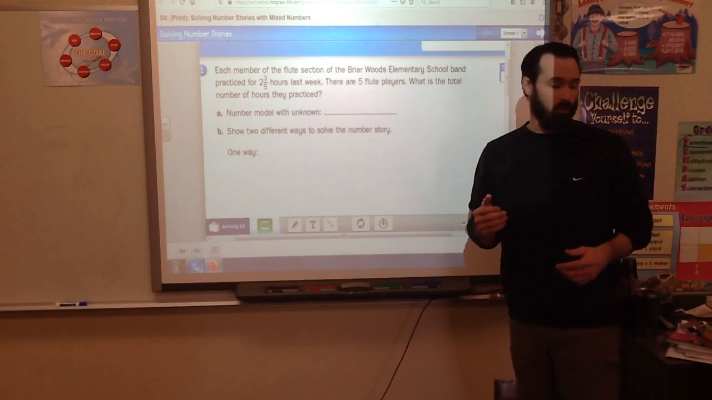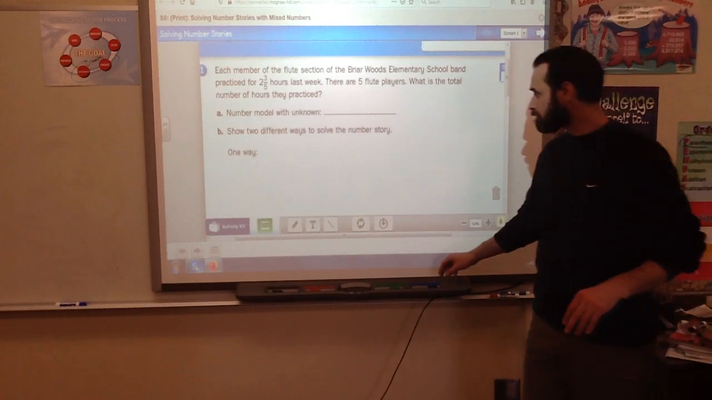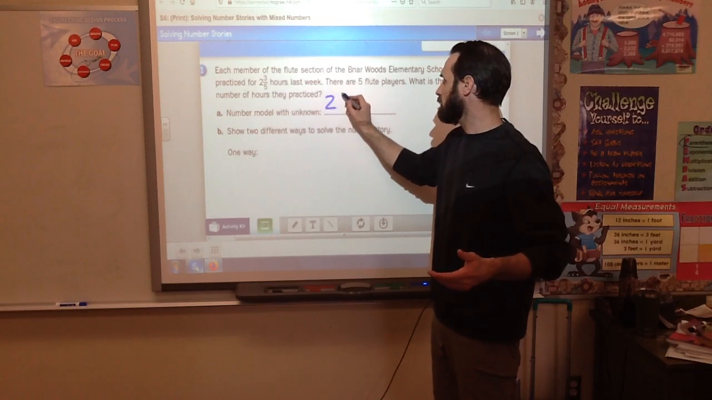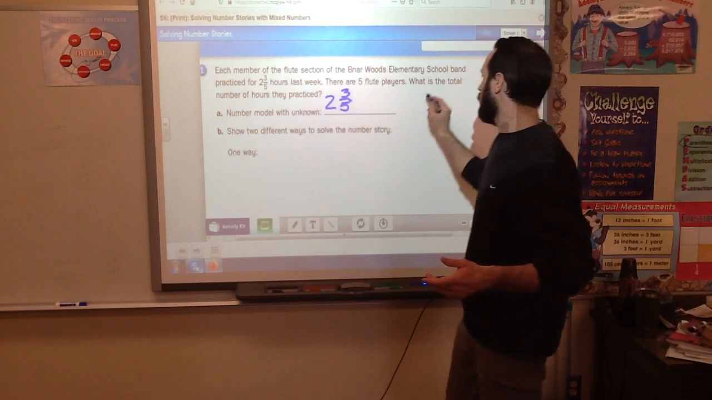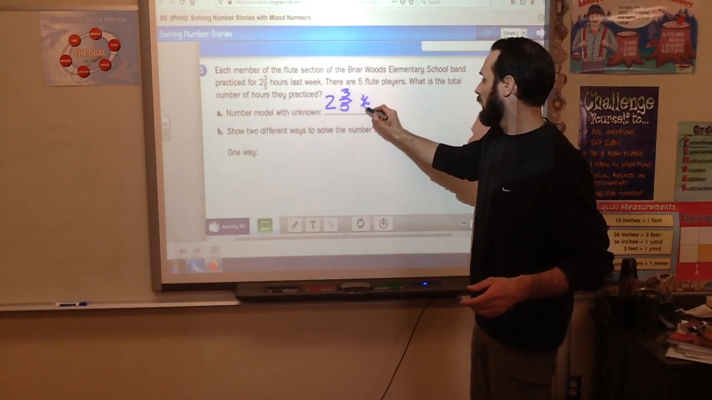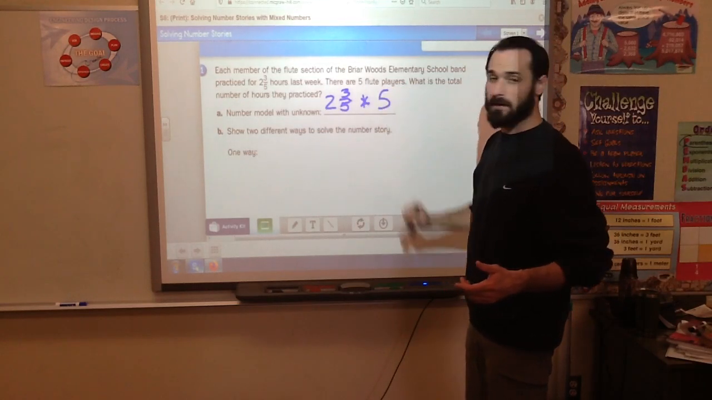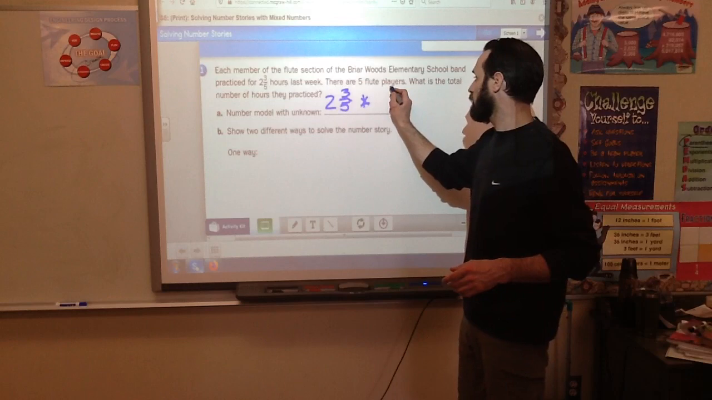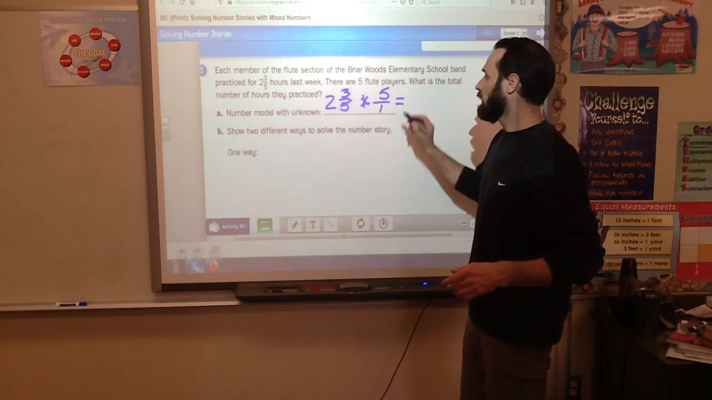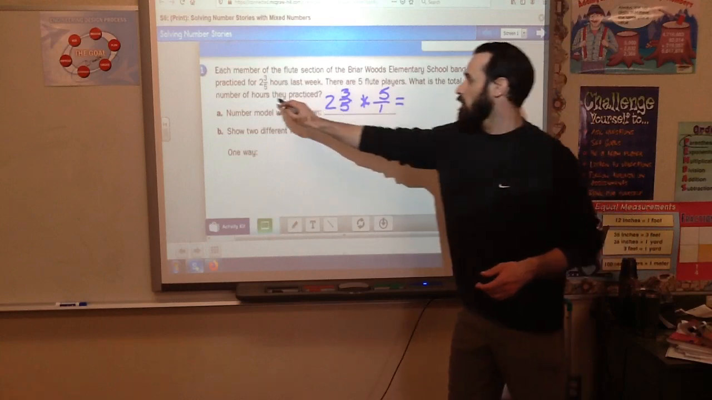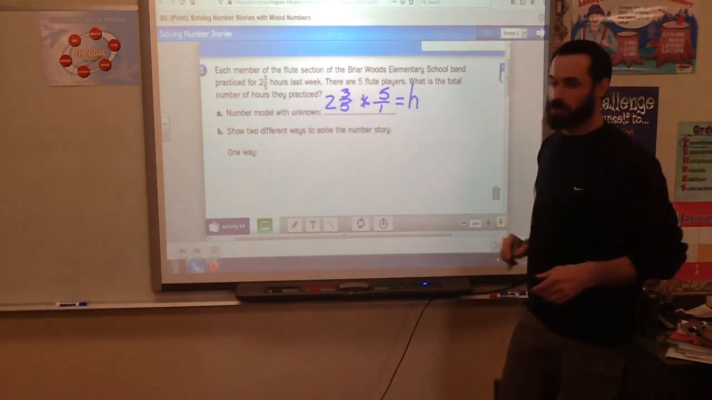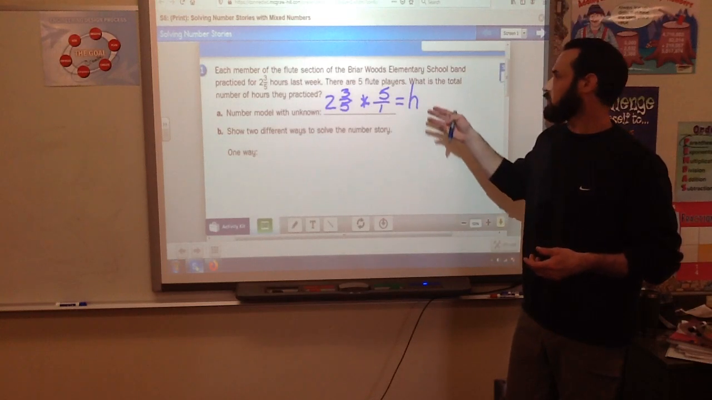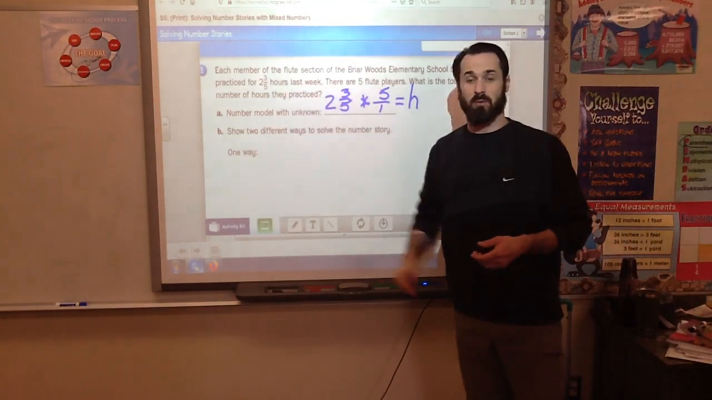So our number model with unknown, we've done this before, is just taking the 2 3/5 and we're going to multiply that by 5. You can put that as a 5 in the number model, or like we did last week, you can put it as 5 over 1. And then the unknown, we want to know the number of hours, so you could put H. Remember, your unknown can be any letter you want. A lot of times we want to pick a letter that corresponds to the label.